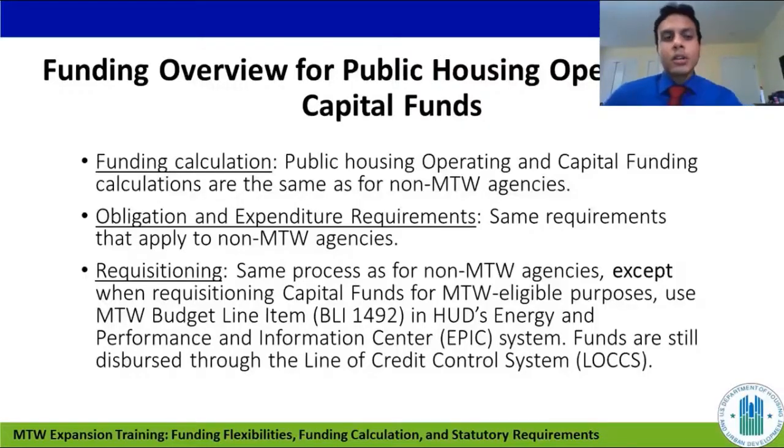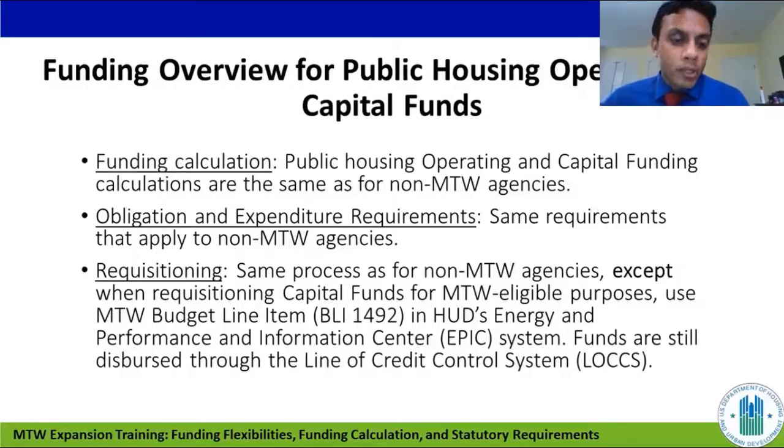Okay, so first we'll talk about the public housing side. So the public housing operating and capital funds, this should be pretty straightforward. The actual funding calculation for the new MTW agencies is going to be the same. The calculation for the public housing operating and capital fund calculations are going to be done in the exact same manner as they currently are for non-MTW agencies. This also applies to the obligation and expenditure requirements, so that you'll see no change in your daily activities in terms of projections, funding projections, and obligations and expenditures.